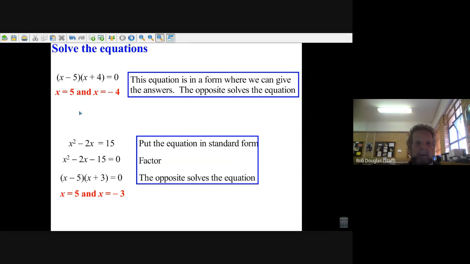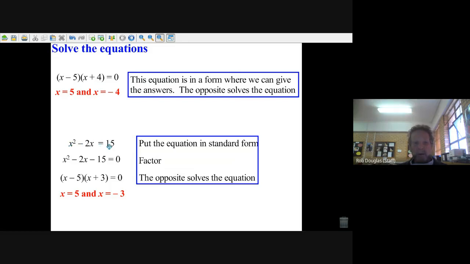But if it's in this form, you've got the answer because you can see what makes it 0. If I put a 5 in here, 5 minus 5 would make it 0, and 0 times 5 plus 4 would equal 0. 0 times 9 would be 0. So if you just take the opposite of the number, you get a solution. Minus 4 plus 4 would be 0, and 0 times minus 4 minus 5, 0 times minus 9 would be 0. But you just take the opposites. When it's in that form, you've got the two answers, x equals 5 and minus 4.